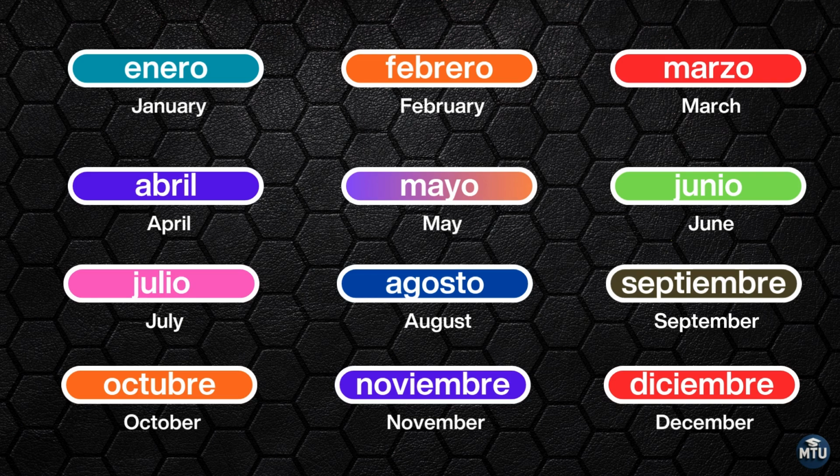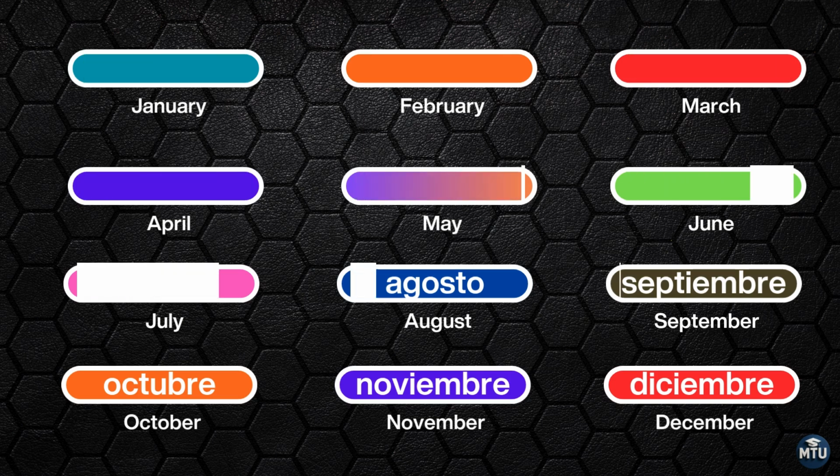Septiembre is September. Octubre is October. Noviembre is November. Diciembre is December. Notice how the first letter of each month is not capitalized. Everything is in lowercase letters.